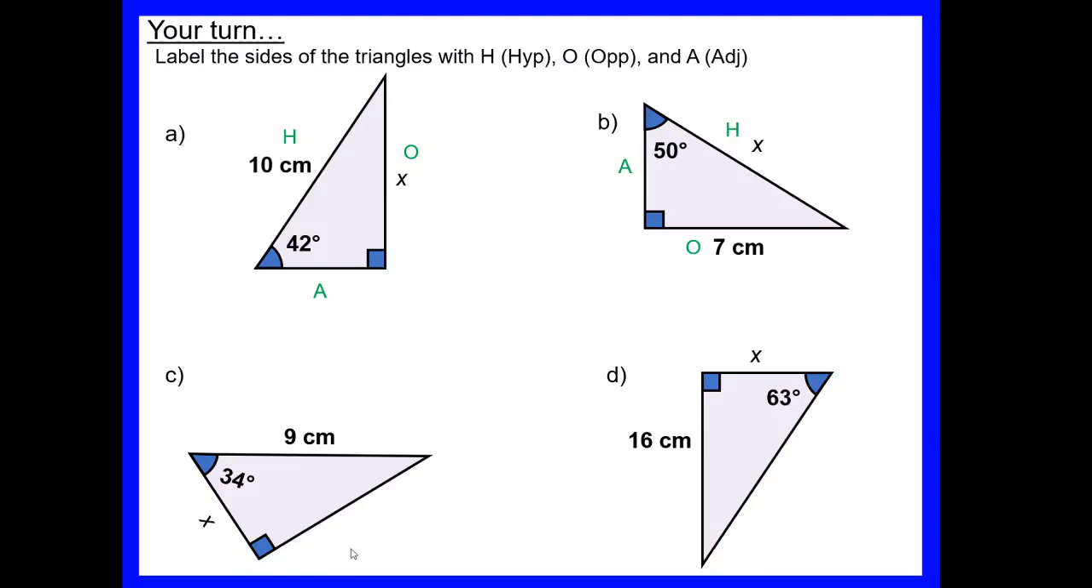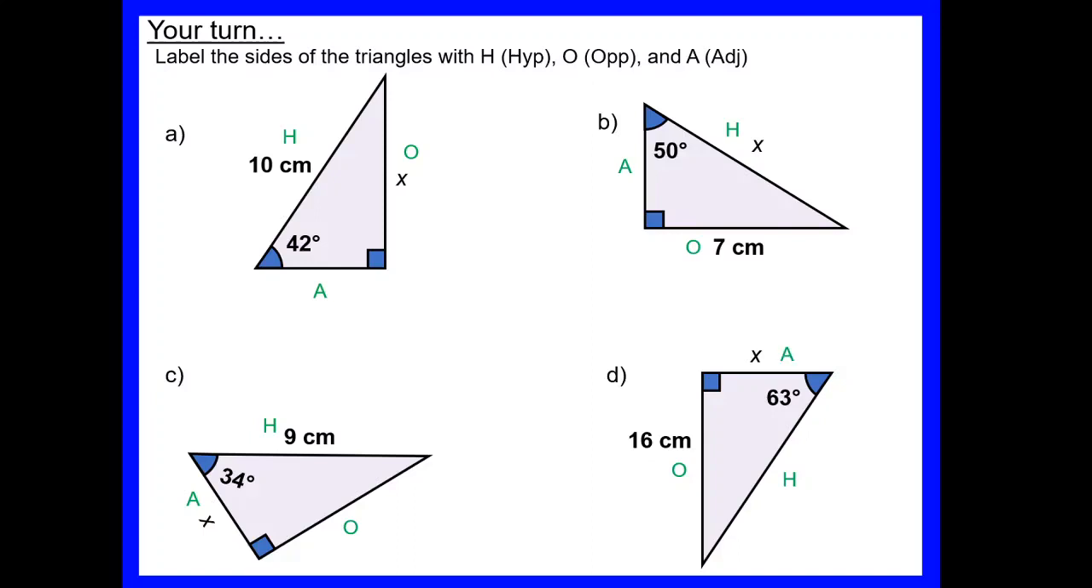Down the bottom here, if I'm not sure about my hypotenuse because it's twisted around and looks a bit odd, I follow across from my right angle and I get my hypotenuse. Across from my angle, I get my opposite. And the one touching against my angle is my adjacent. And finally this last one: opposite the right angle is the hypotenuse, opposite the angle is the opposite, next to the angle is the adjacent.